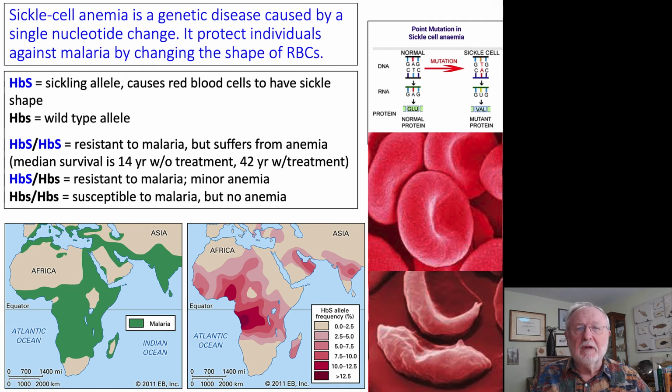There are ways to treat this. So an individual's median long-term survival after adulthood is 14 years without treatment and 42 years with modern treatments. So the heterozygous is resistant to malaria as well and has minor anemia. So the disease that we often see in terms of sickle cell anemia is for the homozygous HB big S. And of course, the HB small s homozygous is susceptible to malaria, but doesn't have anemia.